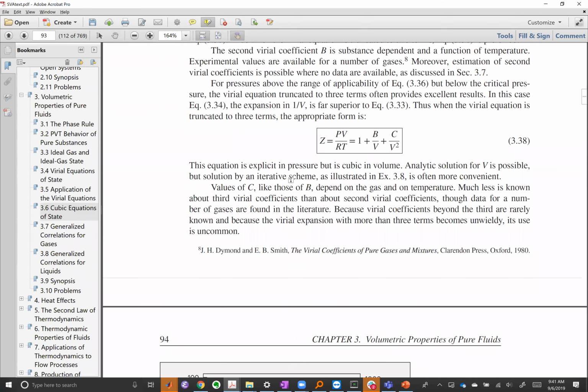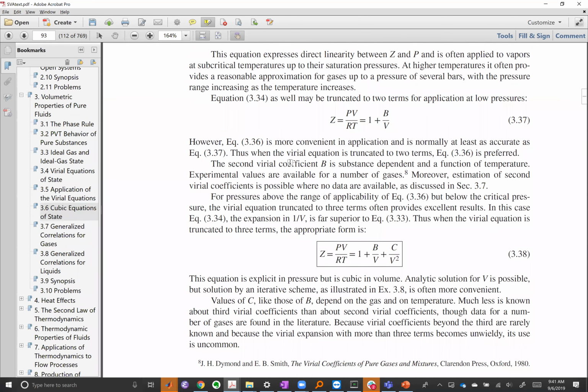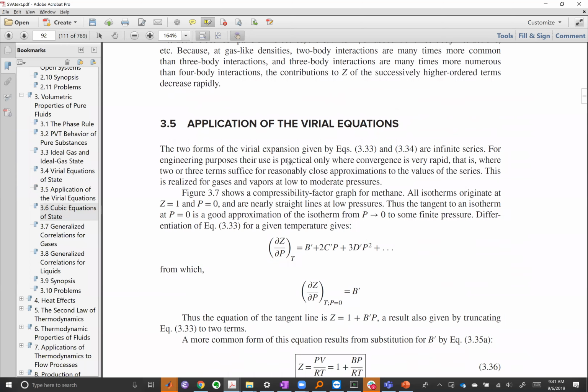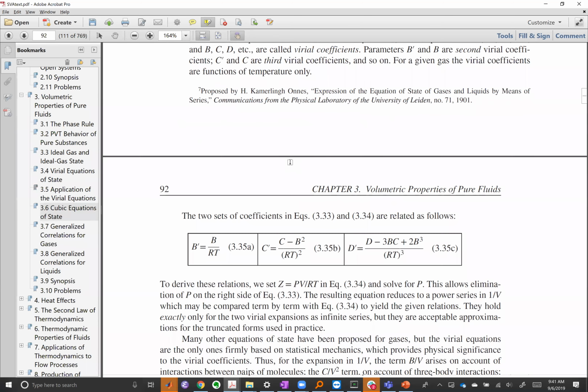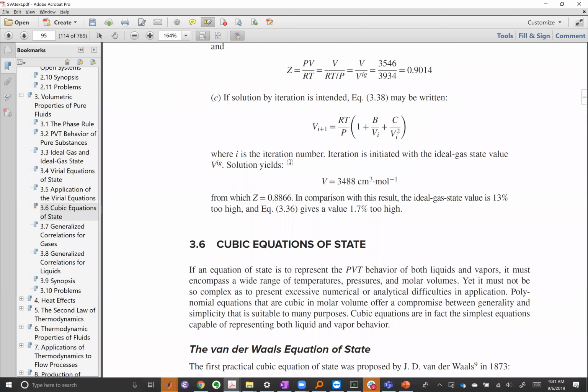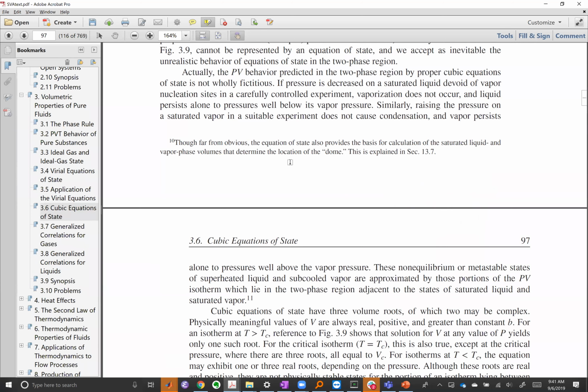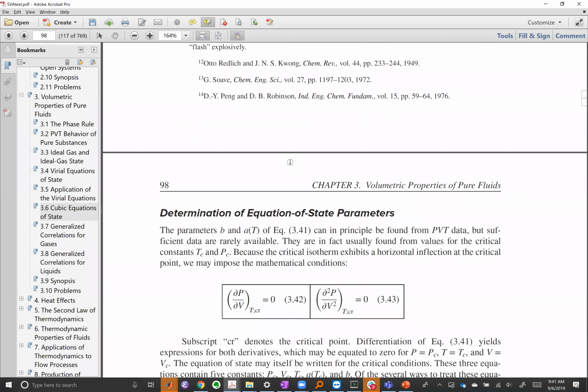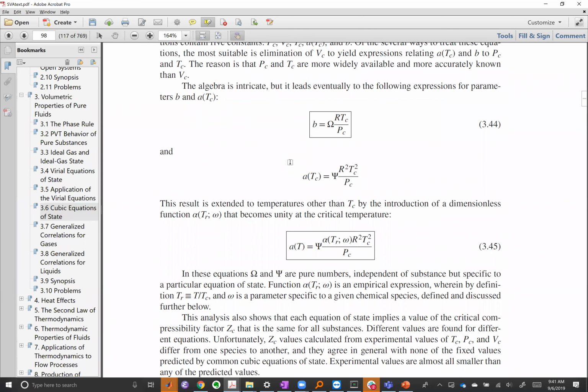I want a number of different pages here. I'm back in Virial now. Where'd you go, van der Waals? I think I've got to skip up to the full table.